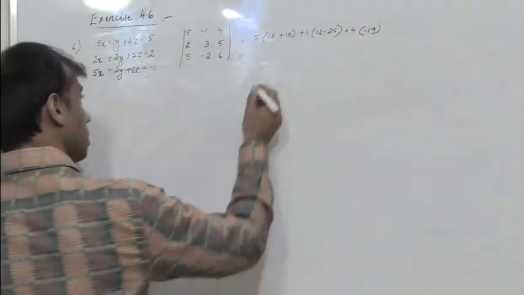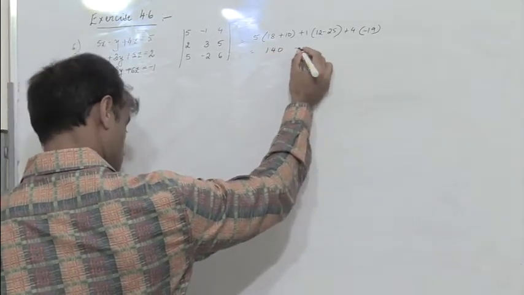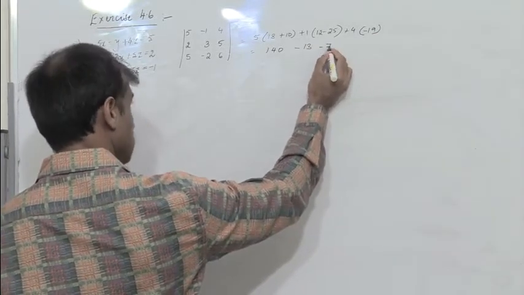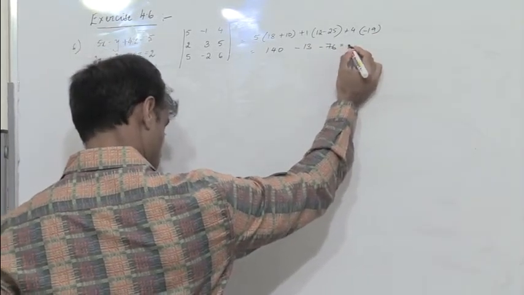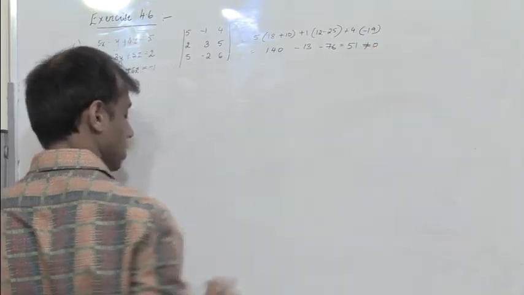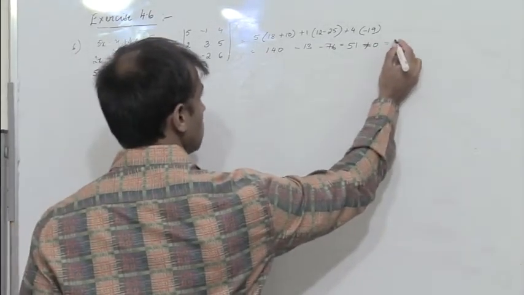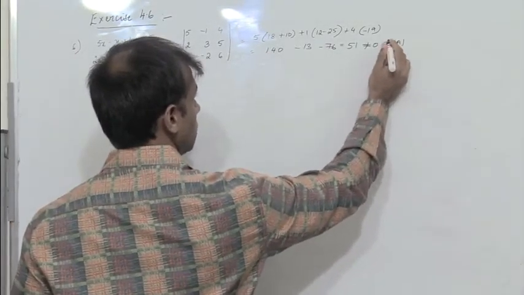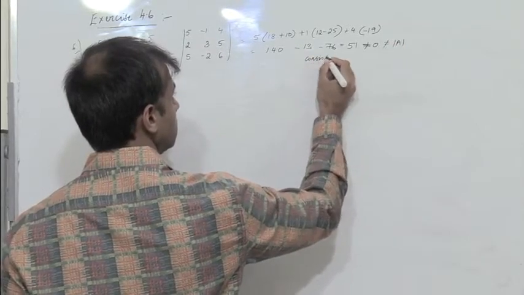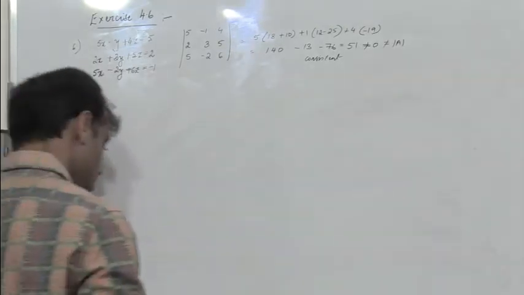So we get 140 minus 13 and then we have minus 76, which is 51, which is definitely not equal to 0. Right? So since determinant A is not equal to 0, therefore the system is consistent. Right? So the next problem we need to solve.